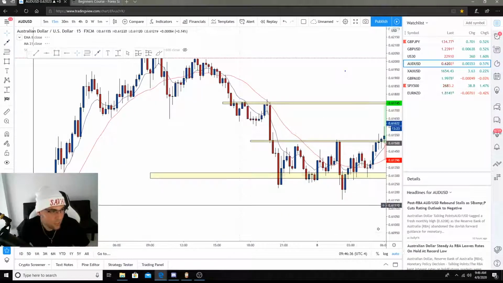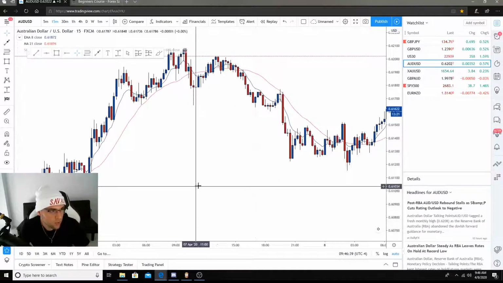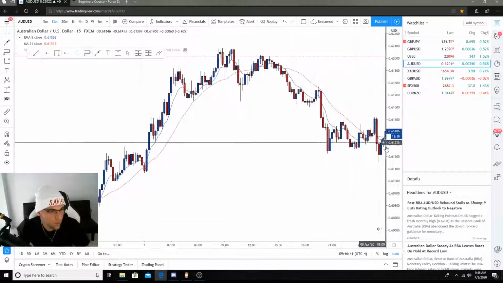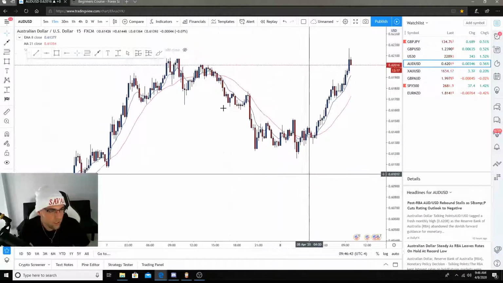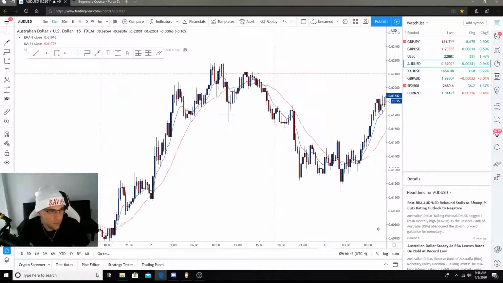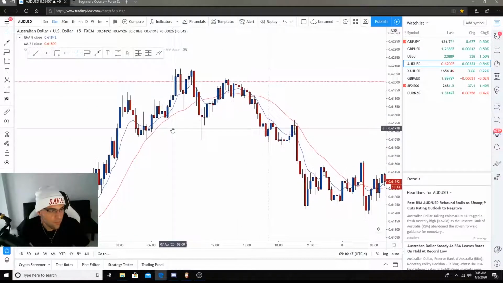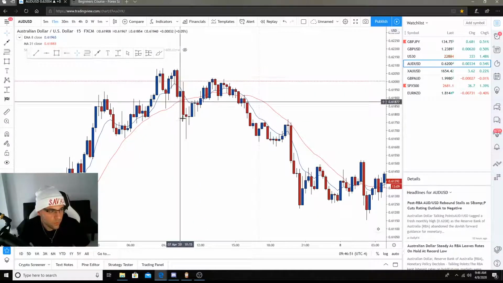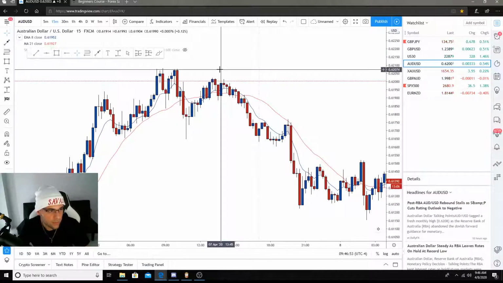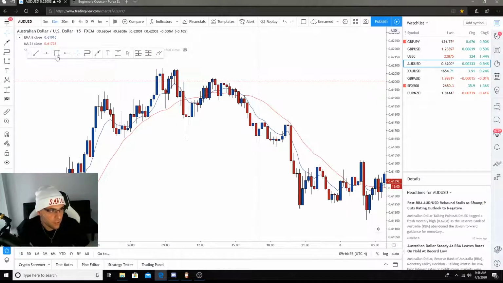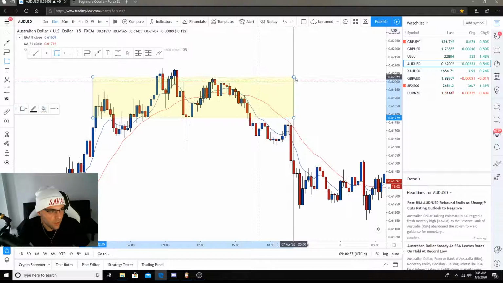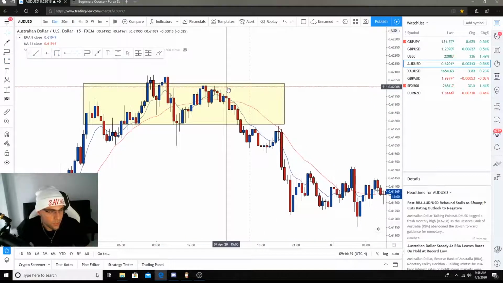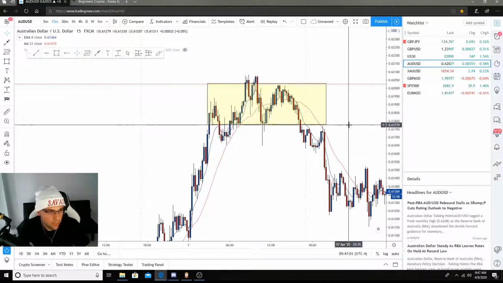Let's go to the Australian dollar and the US dollar. Look at that. Market decided to trend last night a little bit. So what do we have here? We have new higher highs being created. We have new lower lows being created. New higher highs. Now we're just consolidating at this point, just consolidating right here. So what are we going to do? We're going to wait for some type of push.